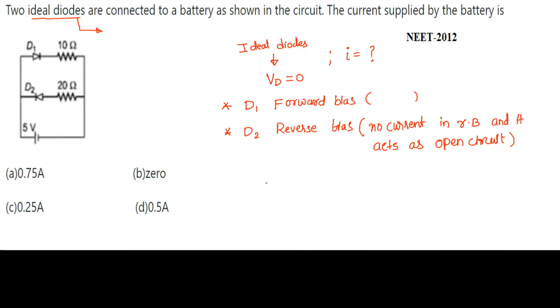So keeping this in mind, I can draw this diagram like this. This is diode D2. How much resistance is there? 10 ohms resistance is there. Here diode D2 is becoming an open circuit. This is the open circuit.